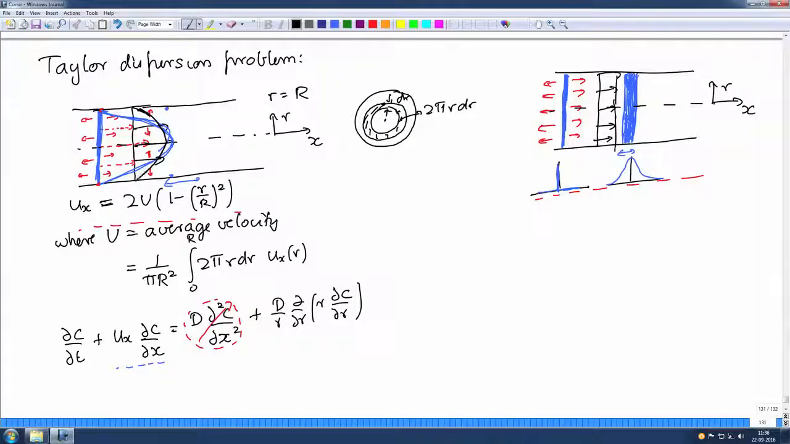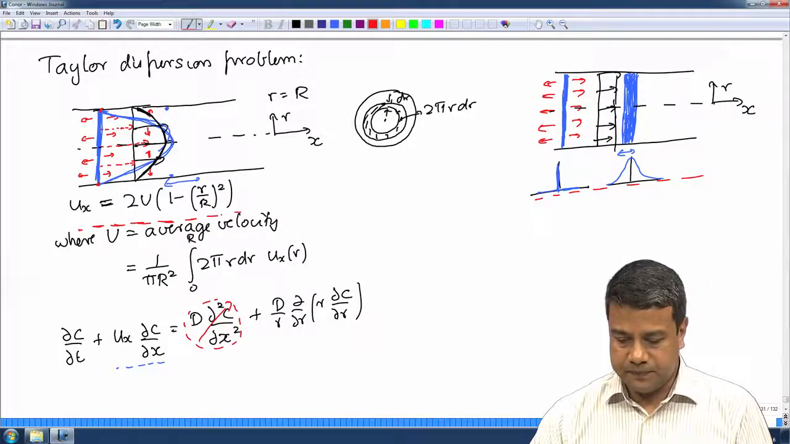Welcome to our continuing discussion of convection dominated flows. In the last lecture we were looking at the Taylor dispersion problem, which basically relates to the axial dispersion in a pipe. In a pipe flow you have a parabolic velocity profile. It is 0 at the walls and it is a maximum at the center, and I have given you the form of the velocity profile in terms of the average velocity.